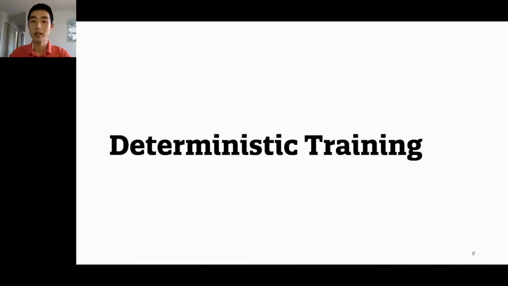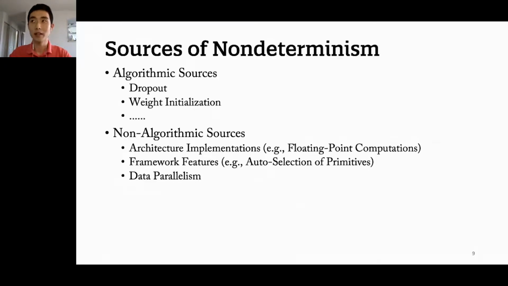Let's discuss deterministic training. To better understand the challenge of deterministic training, we first talk about the sources of non-determinism. There are two major categories of non-determinism, the algorithmic ones and non-algorithmic ones. The former are non-deterministic algorithms controlled by the developer. For example, the dropout layers randomly set some neurons to 0. This randomness can be determined by fixing the random number seeds.